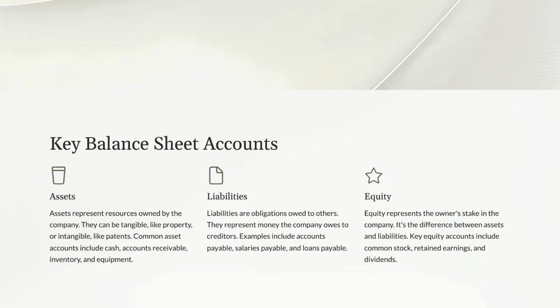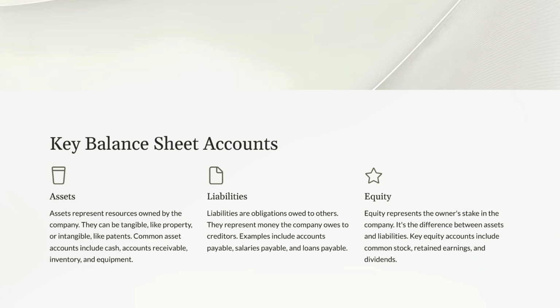Key balance sheet accounts. Assets. Assets represent resources owned by the company. They can be tangible, like property, or intangible, like patents. Common asset accounts include cash, accounts receivable, inventory, and equipment. Liabilities. Liabilities are obligations owed to others. They represent money the company owes to creditors. Examples include accounts payable, salaries payable, and loans payable.